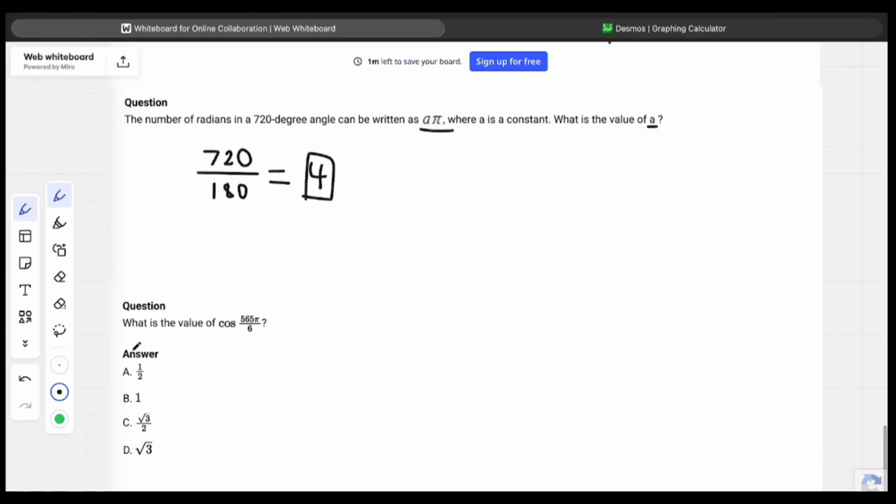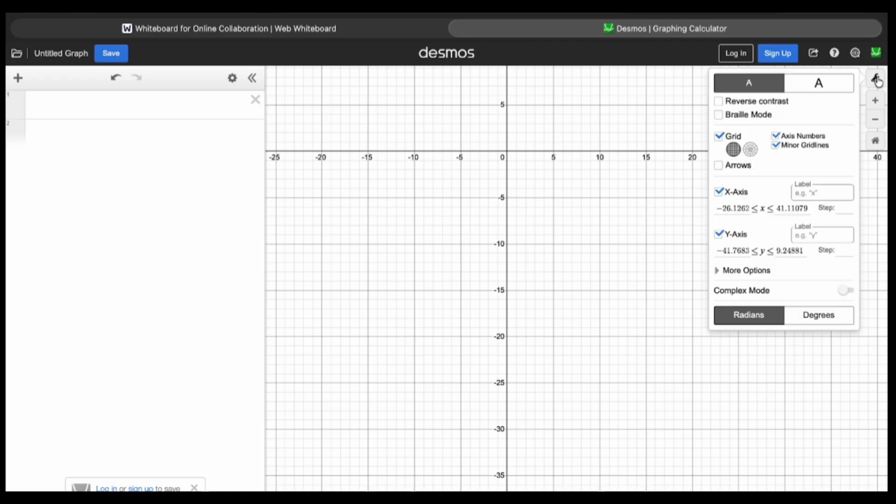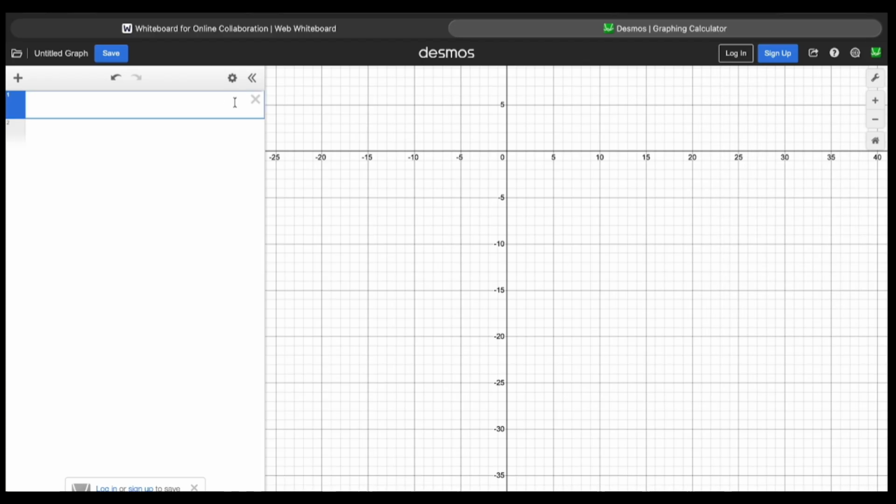Now, to the final question, what is the value of cosine of 565 pi over 6? Now, this might look intimidating from the start, but with the help of Desmos, this could probably be the easiest question you can do on the test. All we have to do is open up Desmos, click this little wrench on the top right, and make sure that you're in radians. Now go to cosine and put in the angle that was given to you, 565 pi over 6, and this is your answer.